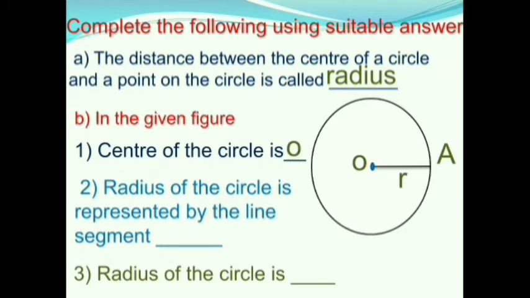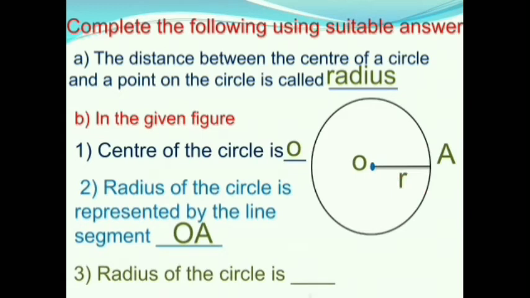See the next question. Radius of the circle is represented by the line segment dash. Children, see this figure. Which is the radius? Yes, OA is the radius. See the third question. Radius of the circle is dash. See here.